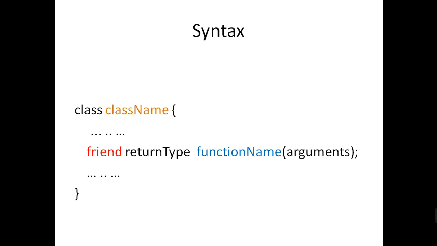Next, this is the general syntax of a friend function. Class is a keyword, followed by the class name. Here we can give any class name, followed by the body in which we declare the friend function. Friend is a keyword, then the return type, here void. Then you give the function name followed by arguments. Then the function ends. So this is our general syntax for declaring a friend anywhere in the class.